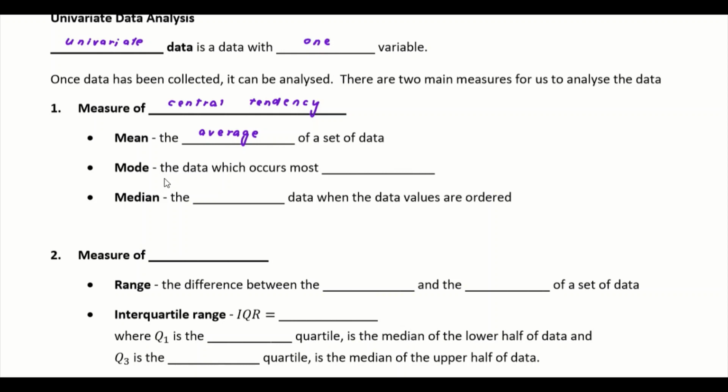Then the second one is the mode. So mode is the data which occurs most frequently. Okay, or you can write most often. It's just the same thing. So meaning that it's the data with the highest frequency.